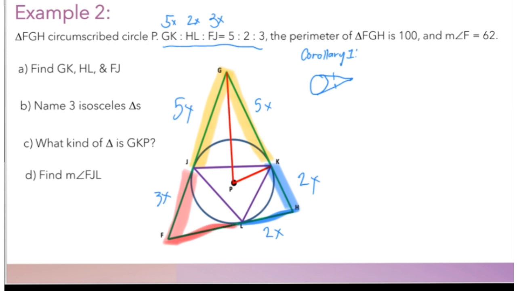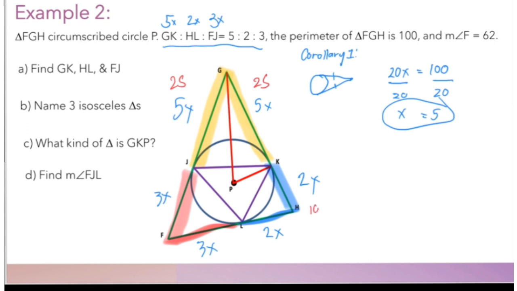As quick as that. And then, since it's about perimeter, let's add all of these measurements. 5x plus 5x is 10x. Plus 3x plus 3x plus 2x plus 2x. It's going to give us 20x. And it should be equal to the perimeter, which is 100. Divide both sides by 20. Your x is going to be equal to 5. As quick as that. So in this case, we can say that this is 25, 25. This is 10, 10, 15, 15. And if you add all of those things, those measurements will give us 100.